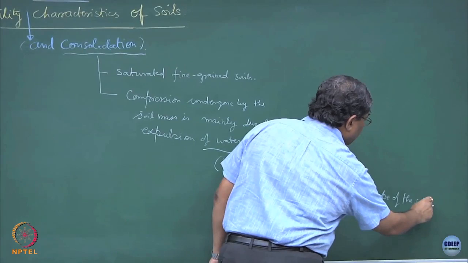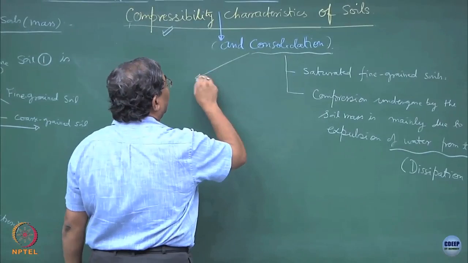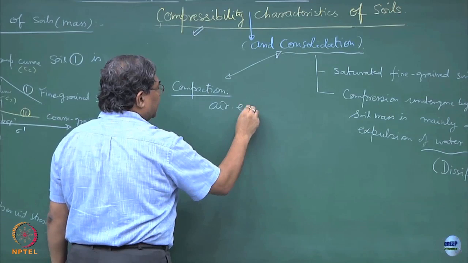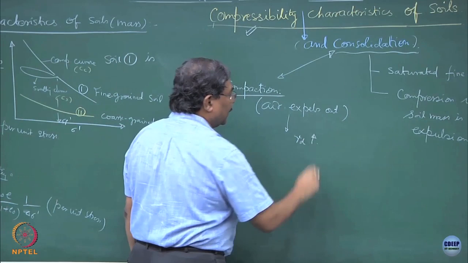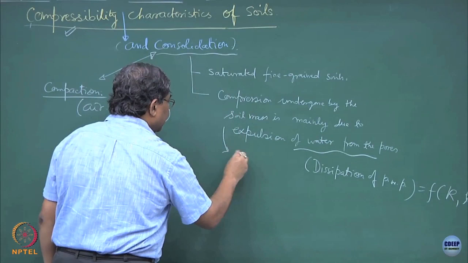So, what is the difference between consolidation and compaction? In case of compaction, air only oozes out, air expels out. This also leads to gamma D becoming higher, correct. However, in case of consolidation, what is going to happen? It is the oozing out of the pore pressure from the pores. So, this also results in gamma D becoming higher. So, this is also a densification process.